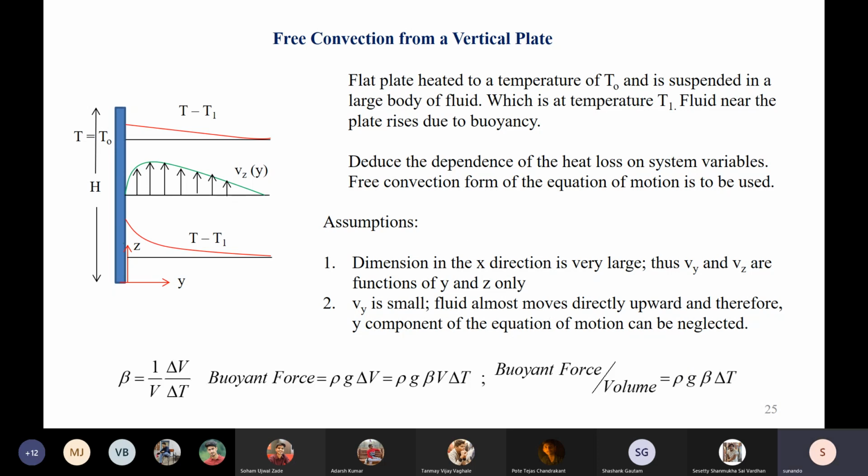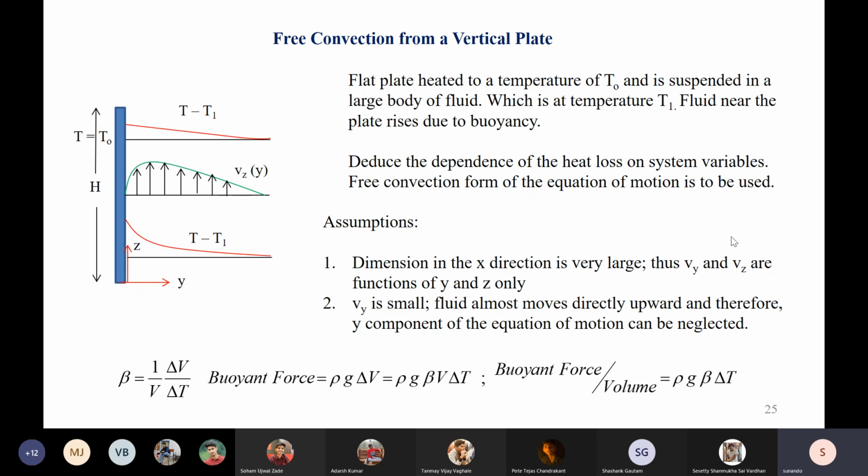And there are certain definitions which you are already aware of. The beta is the coefficient of volumetric expansion due to a change in temperature. So if we write the buoyant force, it's simply going to be rho g delta V, due to the increase in temperature of a portion of the fluid, which would result in a change in its density, and the buoyant force per unit volume is simply going to be rho g beta delta T. So that's going to be the buoyant force.